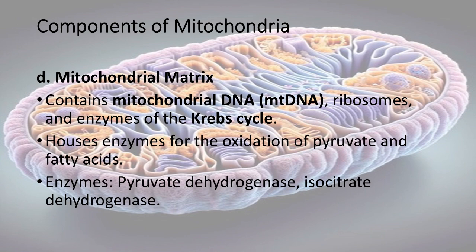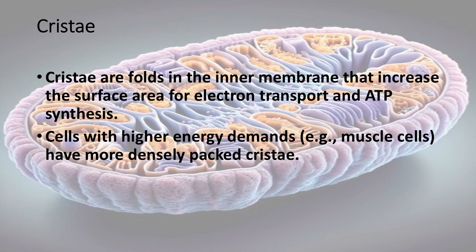D. Mitochondrial matrix, contains mitochondrial DNA, mtDNA, ribosomes, and enzymes of the Krebs cycle. Houses enzymes for the oxidation of pyruvate and fatty acids. Enzymes: pyruvate dehydrogenase, isocitrate dehydrogenase. Cristae are folds in the inner membrane that increase the surface area for electron transport and ATP synthesis. Cells with higher energy demands, e.g., muscle cells, have more densely packed cristae.